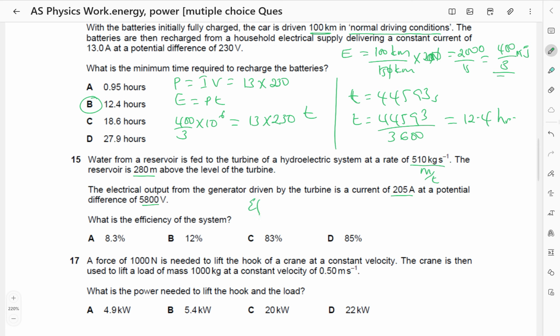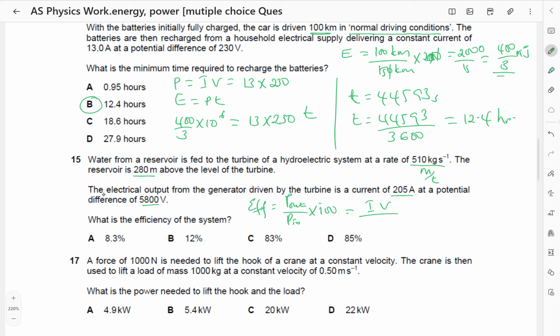So we have already seen that efficiency is the useful power output divided by the power input times 100. So this is going to be the power output. Of course, power will be I times V. So the power output here will be I times V. Then the power input, this is the mass. The turbine of a hydro system, water is fed at a rate of 510 kilograms per second. Water is fed at that rate. So this is going to give us the input energy.